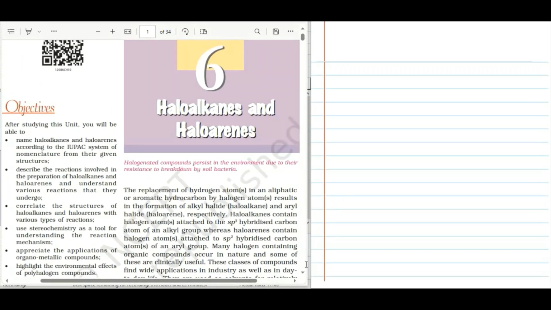Today we are going to start with haloalkanes and haloarenes. The replacement of hydrogen atom in an aliphatic or aromatic hydrocarbon by halogen atom results in the formation of alkyl halide or haloalkane and aryl halide or haloarenes respectively. So for example, here is alkane, and if we replace one of the hydrogen with halogen, represented by letter X, you will get haloalkane.